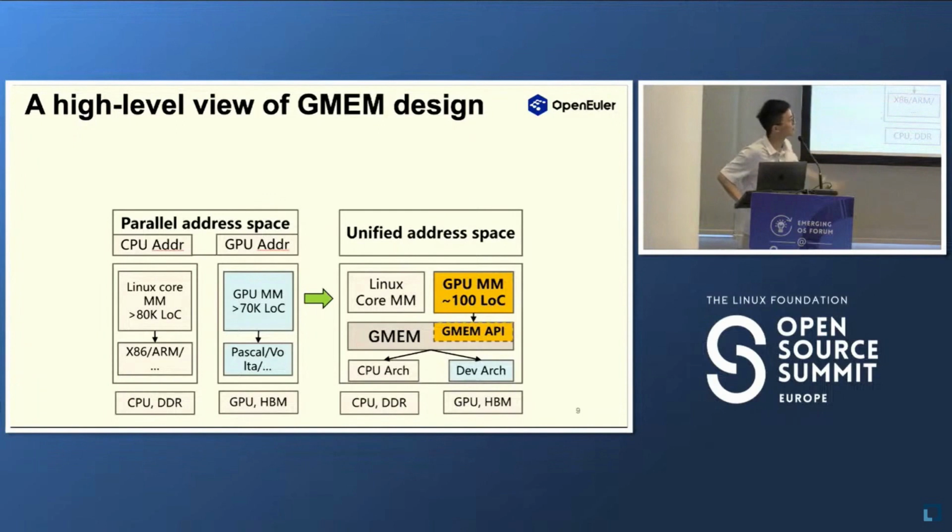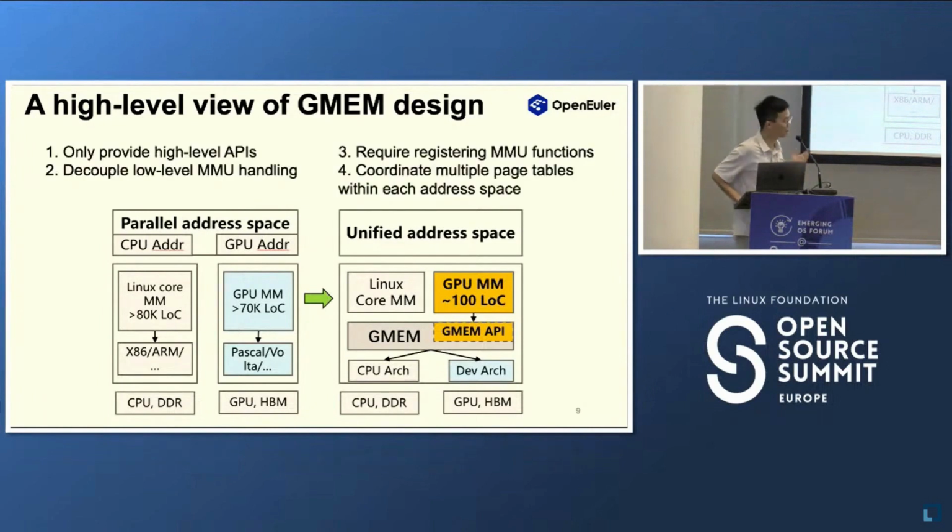If we look at the right side of the figure, which is the GMEM design, we have a unified address space on top of the system so that the application can use it. And underneath the unified address space, we have the Linux core MM and a GMEM layer that coordinates deeply inside the Linux MM. So for any accelerator, and here we use the GPU as an example, it only takes about 100 lines of code to call the GMEM API interface, as well as register the underlying device architecture specific functions.